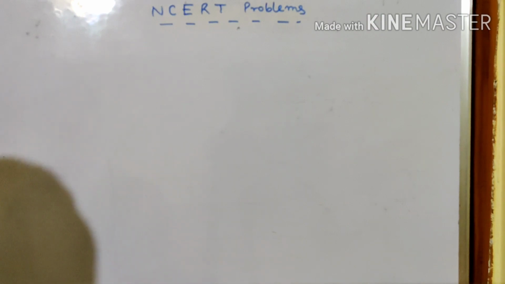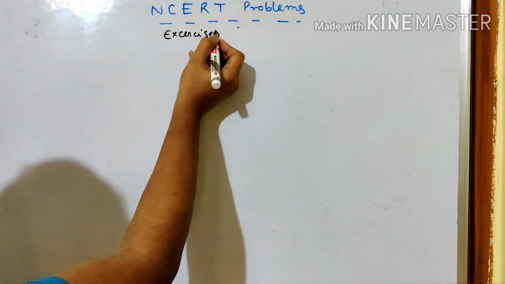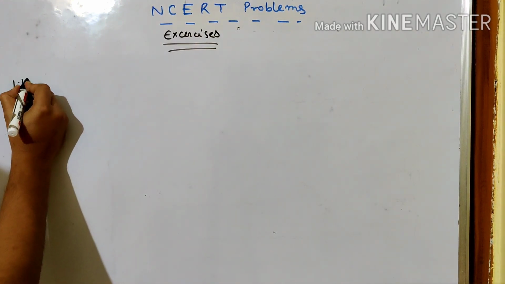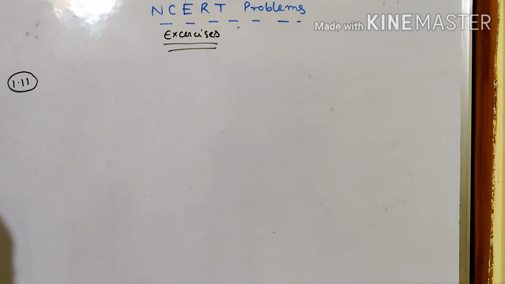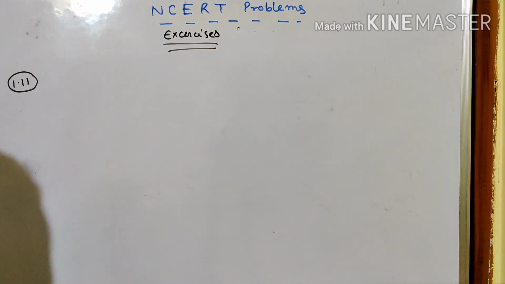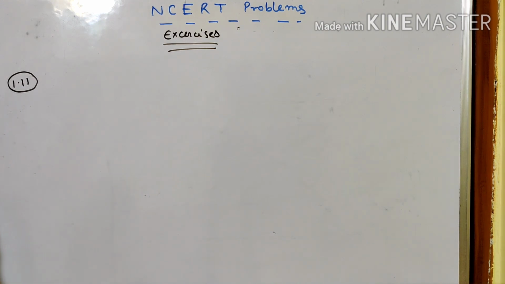So after the in-text problems, let us pay our attention to the exercises. We will start with question number 1.11. The reason behind choosing this one first is that the previous problems are either very short answer type or multiple options are given. So better you start solving from this numerical itself, because we are focusing only on the numericals mostly. So let us see the problem once again. You also read it out.